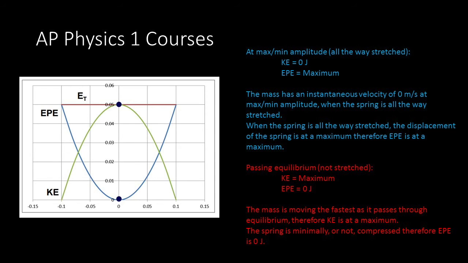When the spring is all the way stretched, the displacement of the spring is at a maximum. Therefore, elastic potential energy is at a maximum, because elastic potential energy is equal to 1/2 kx squared.